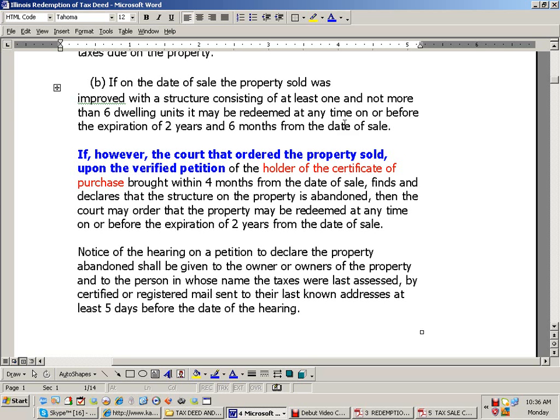If, however, the court that ordered the property sold upon the verified petition of the holder of the certificate of purchase bought within 4 months, yada yada yada. One of these documents we saw had a court number or something, didn't we? A case number or something? Now I have to remember where. So they have a tax board that makes up a tribunal, which is a court. And so I just wonder if that's the court they're talking about, the tax court.